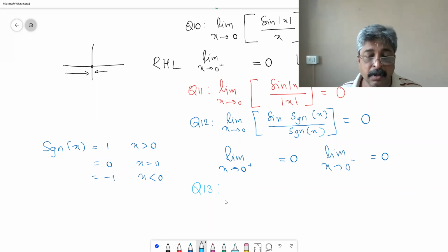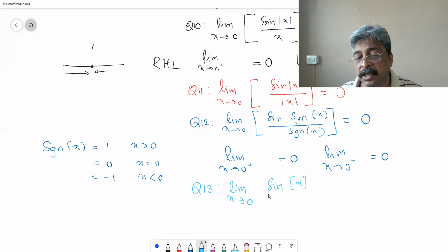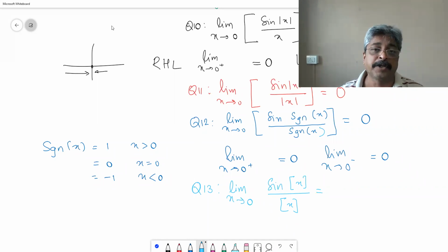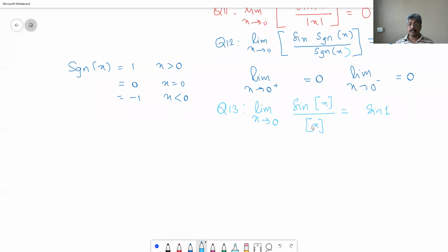Good. Limit x tends to 0, sin greatest integer x upon greatest integer x is equal to. Think about it. Okay, answer for this is sin 1. If you are walking on the real number line and you are tending to 0, you can consider limit as x tends to 0 plus and limit x tends to 0 minus. These are the two limits that you have to consider.